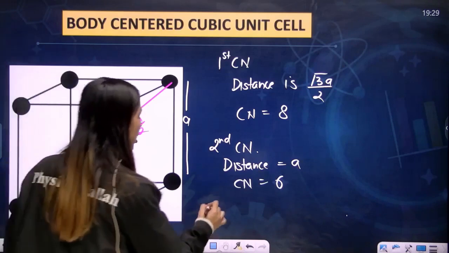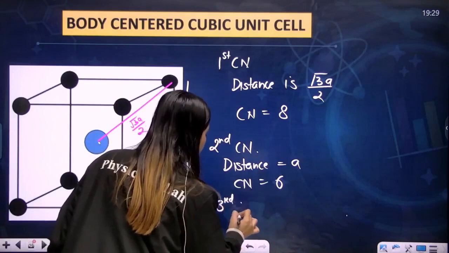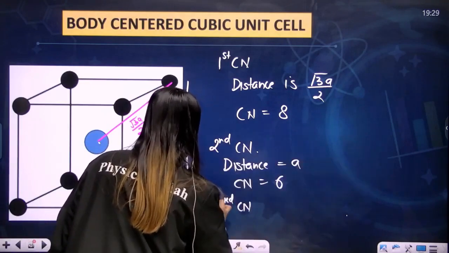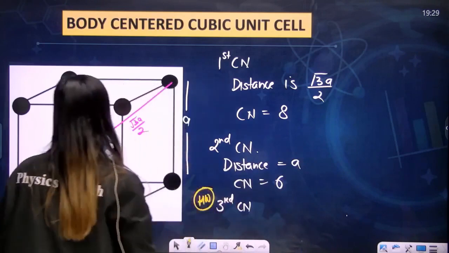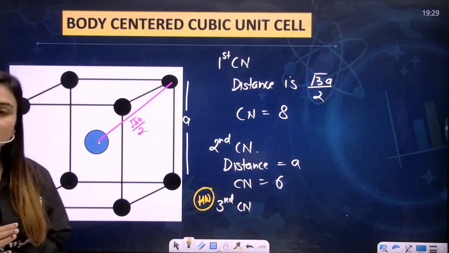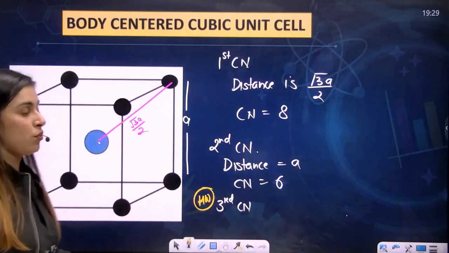Your homework is you have to calculate the third coordination number. Which is the next nearest distance? Just calculate it and find the answer. I hope it's clear. Now let's move forward.